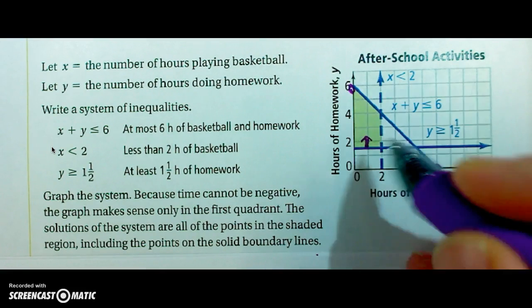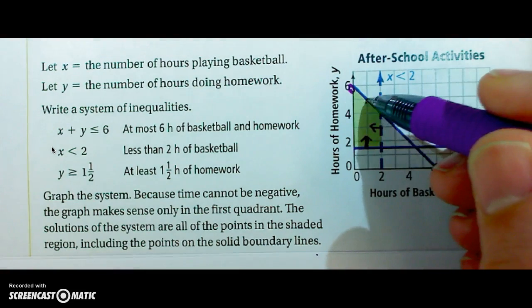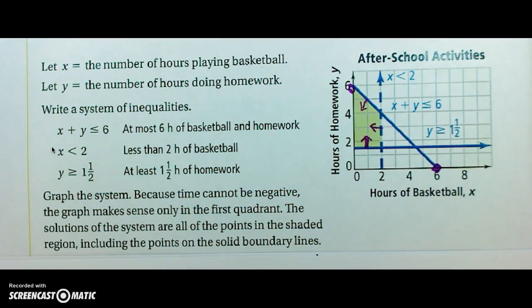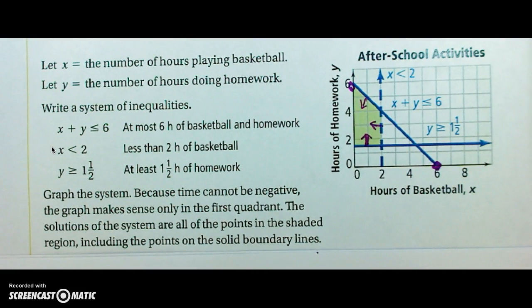For basketball, it had to be less than 2. But I know the two of them together have to be anything below that line. So you can see all the arrows are pointing to the same section. So we can pick anything inside of there to satisfy these 3 equations. And they call them restrictions.